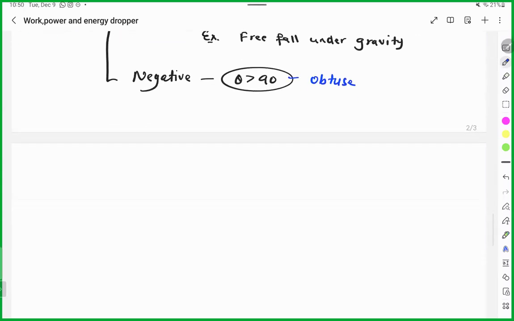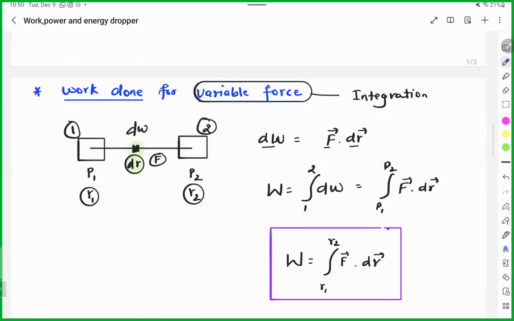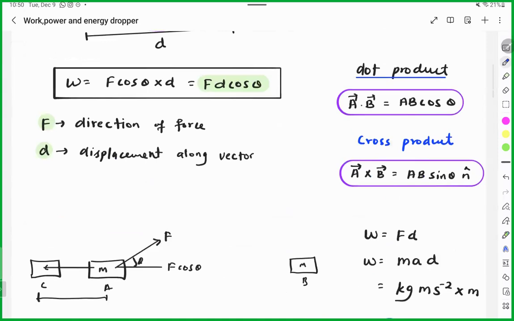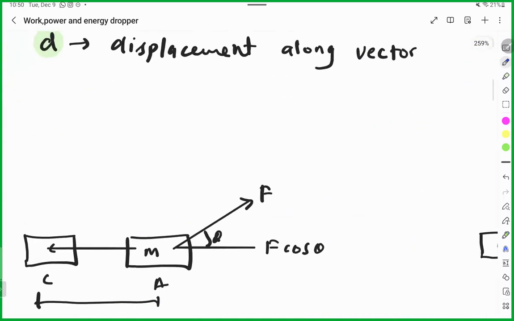And in this case, what will happen? You are applying force in one direction and the displacement is in a different direction, like I showed you here. See, in this case, what is the angle you can see? This. It is the angle between the force and displacement, right? So this will be the negative work done.